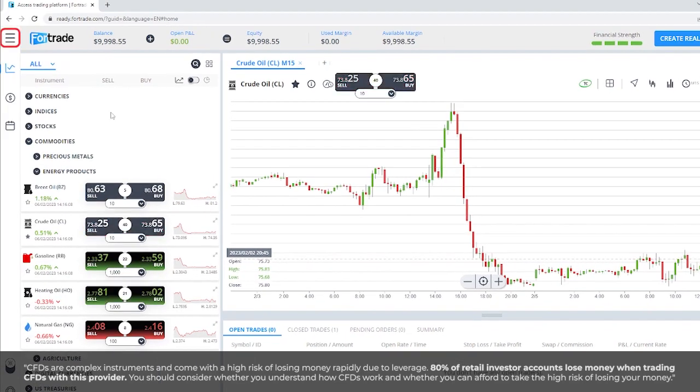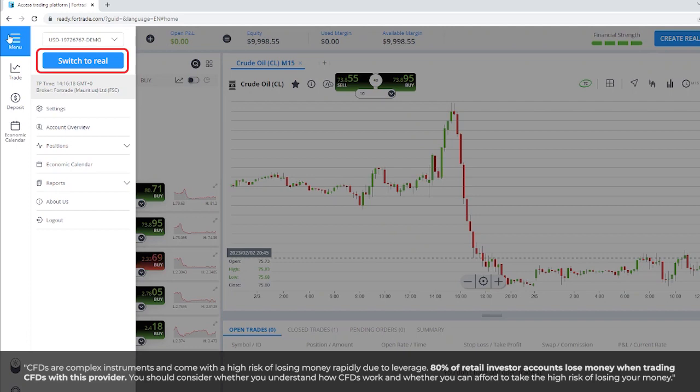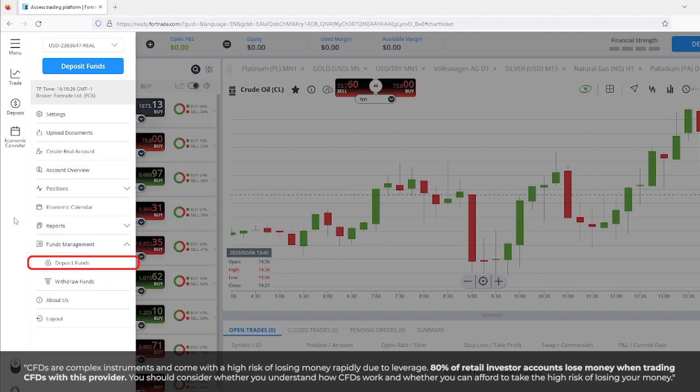At the top left hand of the screen, you can see an icon, which produces a menu with many options. In real mode, I have the option of entering settings, where I can change the language, edit my profile, view messages, change password, etc. There is also the option to upload documents to verify your account, to take a look at the economic calendar of events, to view reports, and the Funds Management tab, which also allows you to deposit or to withdraw money.